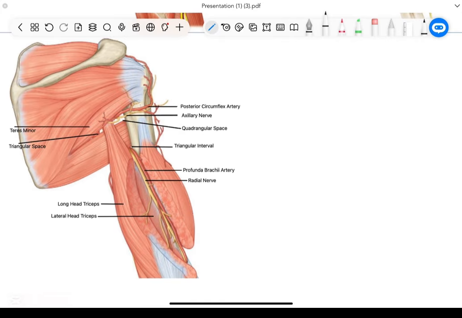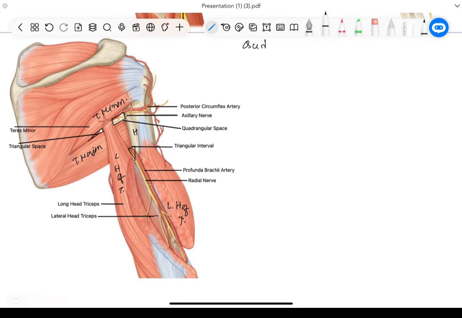Now we are going to discuss the potential spaces which are located between the scapular muscles, triceps and the humerus. And these spaces are three in number. One is the quadrangular space, then the upper triangular space and the lower triangular space. We have to know the boundary and content of each space. Let's first see the muscles. This is the teres minor muscle and this is the teres major muscle, and this is the long head of triceps. This is the lateral head of triceps, and this is of course the humerus. We also have to denote that.